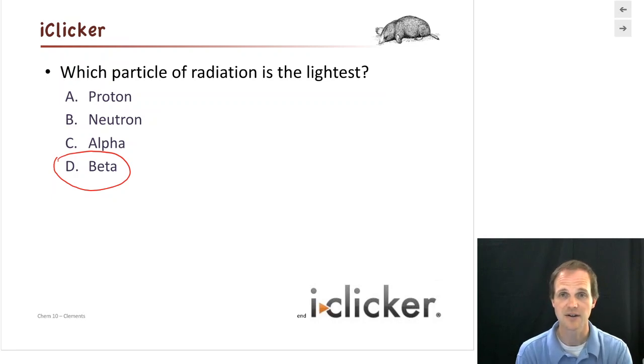All right. Hopefully we have a sense of the types of particles now that we can run across when we undergo nuclear radioactive decay. In our next video, we're going to practice doing a little bit more of those balanced reactions.